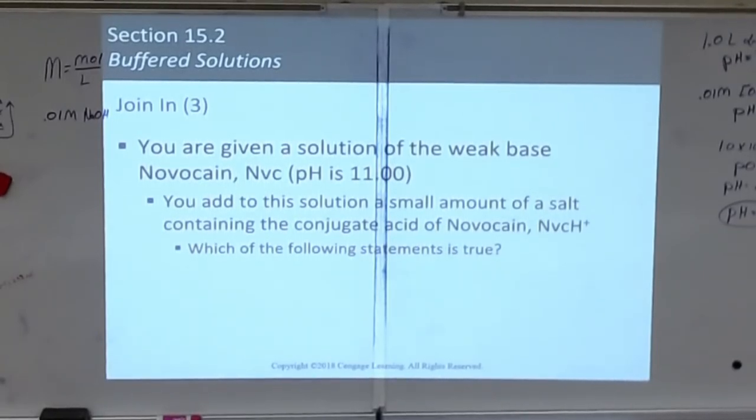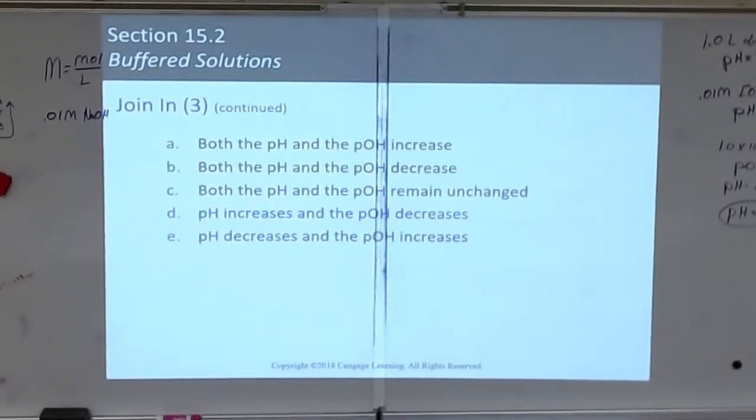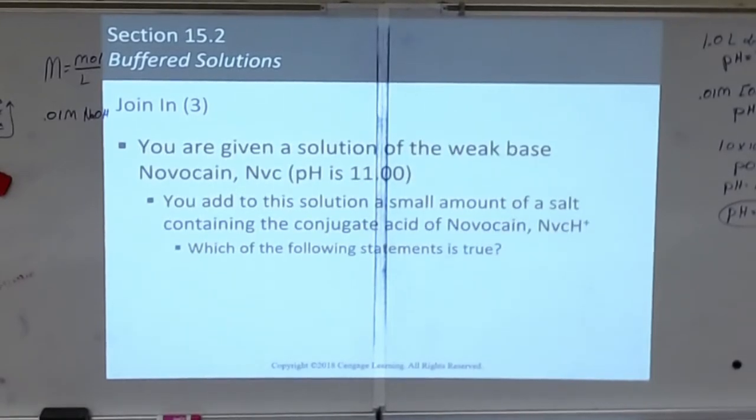So I've got a solution that's a weak base, Novocaine. I add a solution with a small amount of a salt containing the conjugate acid. Which of the following statements will be true? I was more paying attention to the dental. Yep. So here's our weak base, we got a pH of 11, right? All right, I've got a weak base. I'm going to add a small amount of a salt that contains a conjugate acid.